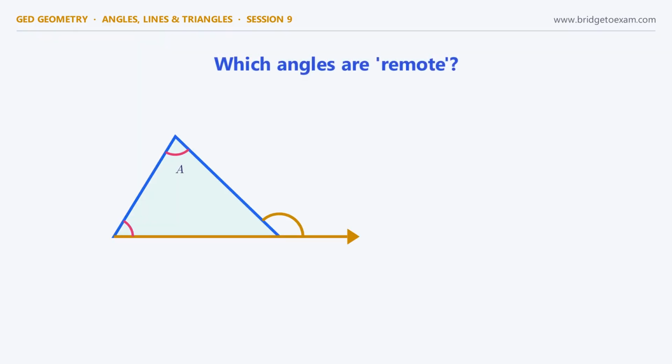Let's be clear about which angles are remote. At the corner where we made the exterior angle, there's an interior angle right next to it. That neighbor is not one of the remote angles. The remote interior angles are the other two, the ones on the far side of the triangle. So the exterior angle equals those two far angles added together.